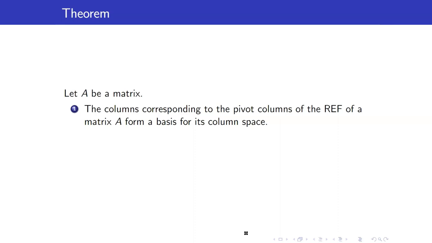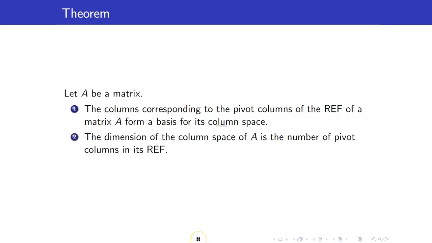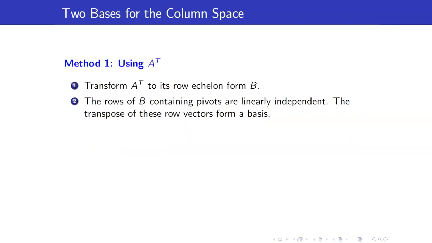Let me just summarize what we did there to find the column space. If we have a matrix A, the columns corresponding to the pivot columns of the row echelon form of matrix A form a basis for its column space. So just remember that you do not get the pivot columns of your REF. What you do is you just get an extra step. Get the corresponding columns in your original matrix. Corollary of that is that the dimension of the column space of A is the number of pivot columns in its REF.